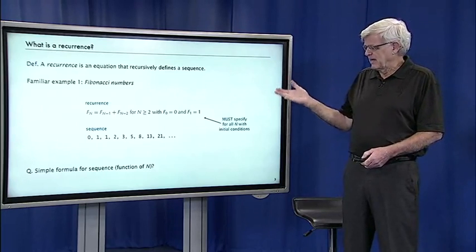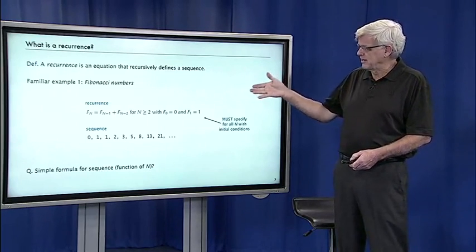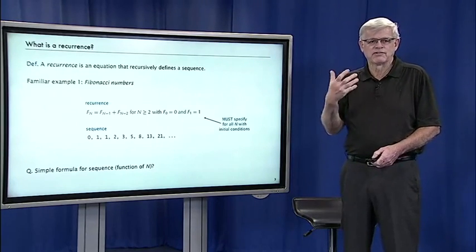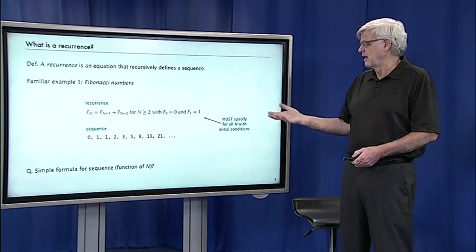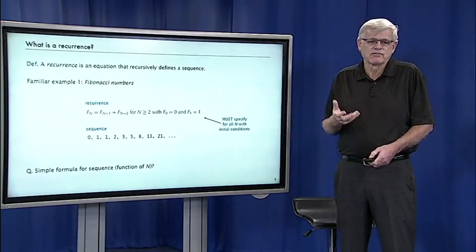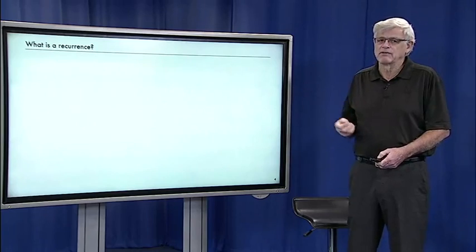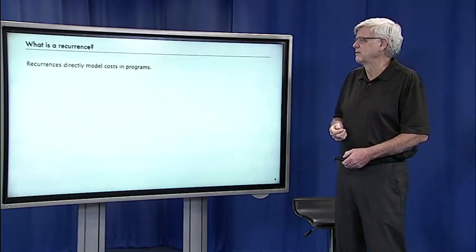So now the question that naturally comes up is, if we're given the recurrence relation, can we come up with a simple formula for describing f sub n as a function of n, as a simple function of n? That's the kind of question that we're going to be addressing.